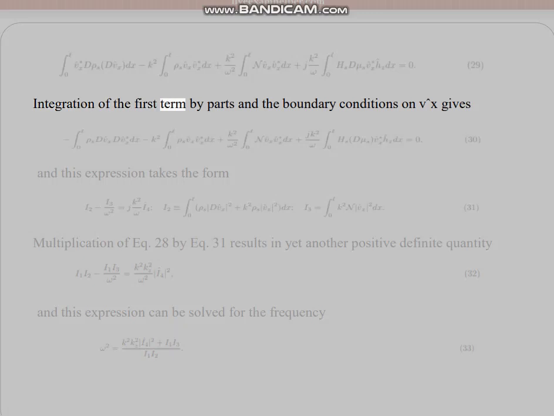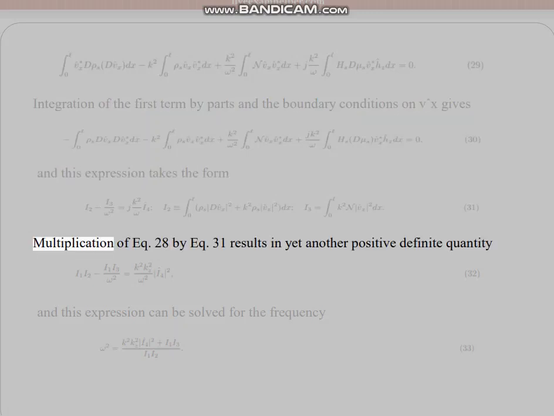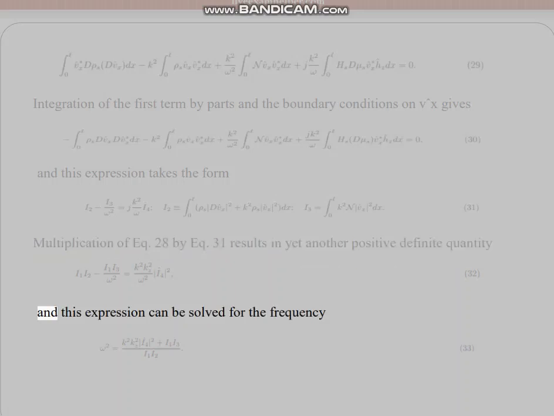Integration of the first term by parts and the boundary conditions on v_x gives the following, and this expression takes the form. Multiplication of Eq. 28 by Eq. 31 results in yet another positive definite quantity, and this expression can be solved for the frequency.